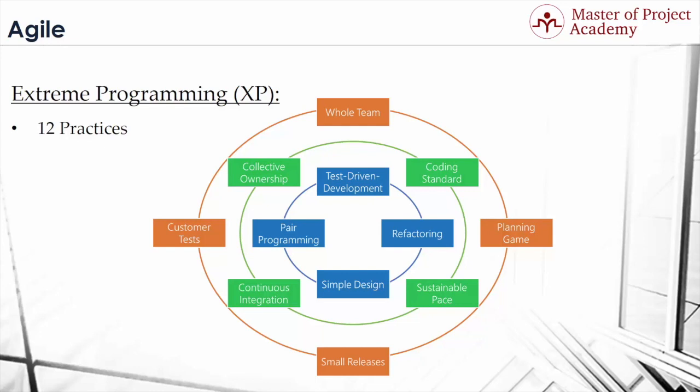The shared understanding category has 4 practices. These are simple design, system metaphor, collective code ownership, and coding standard or coding conventions. And programmer welfare category has 1 practice, and this is sustainable pace. I will not be going over these practices in detail since the main objective of this course is not extreme programming. But if you would like to learn more about XP, you can find various resources on the web.